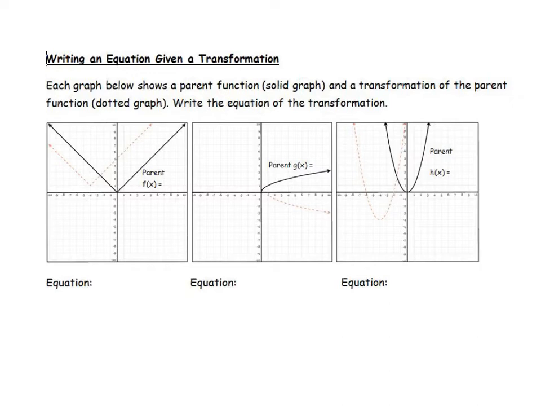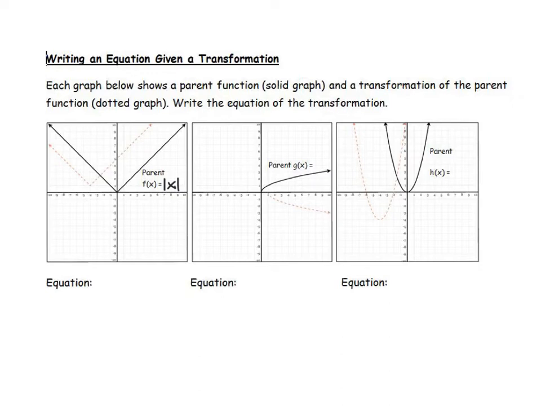So the first thing that we're going to do is just make sure we identify the parent function. Hopefully we're getting better at this. From our family of functions, this first one is my V-shaped graph. I know that that is the absolute value graph, so I'm just going to write here that the parent function is the absolute value of x.